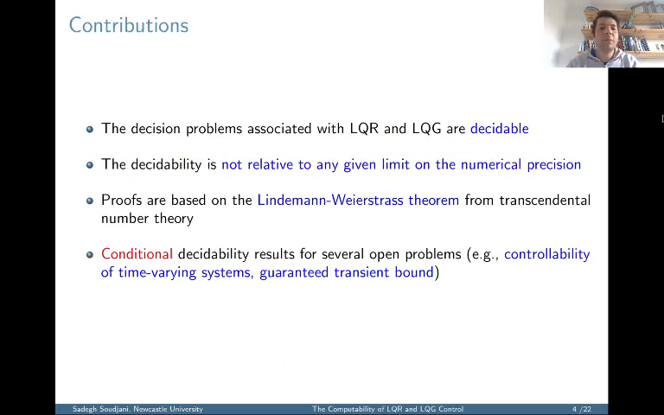Okay, the main contributions of our work are the following. The decision problems associated with LQR and LQG are decidable, and the decidability is not relative to any given limit on the numerical precision. The proofs we are using are based on the Lindemann-Weierstrass theorem from transcendental number theory. We want to judge zeros of exponential polynomials in the closed form solution of these problems. We also provide conditional decidability results for several open problems, including controllability of time-varying systems and guaranteed transient bound for linear autonomous systems.